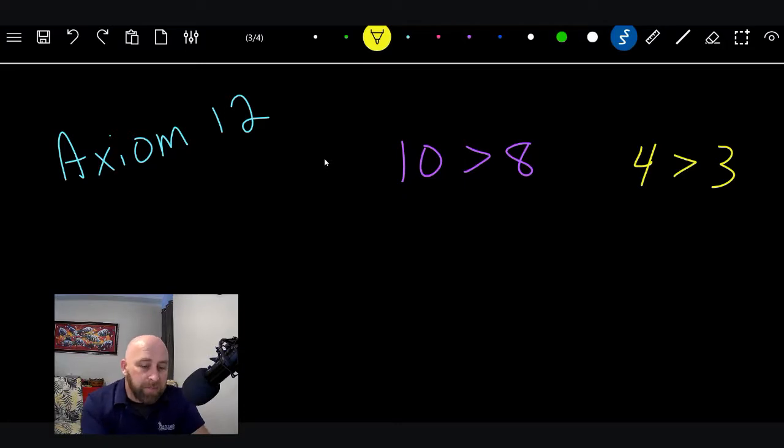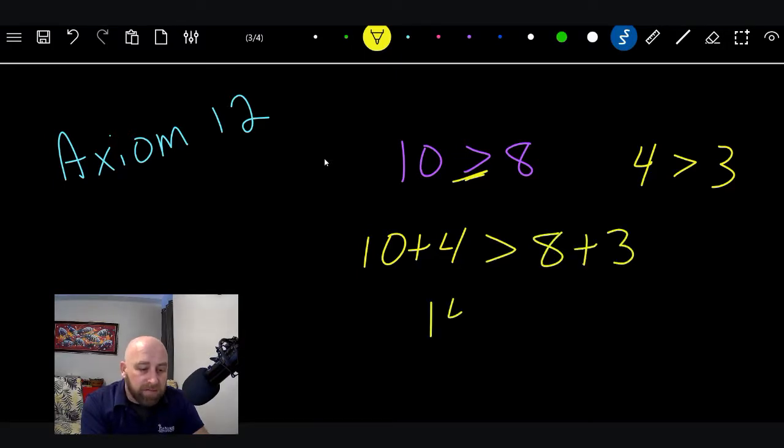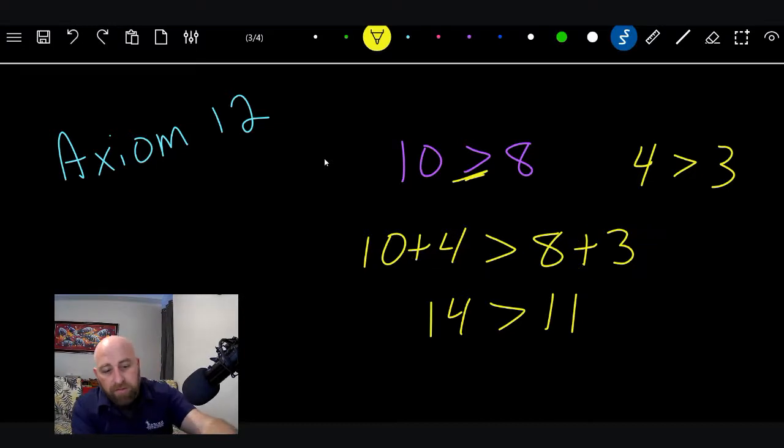So what do you think is going to happen? Well, if I say 10 plus 4, and it says there in the axiom that they remain unequal in the same order, so 8 plus 3, so this one is 14, is greater than 11. So look, 14 is bigger than 11. Now again, the interval changed a little bit differently on this one because now we're adding unequals. And so make sure that you pay attention there.